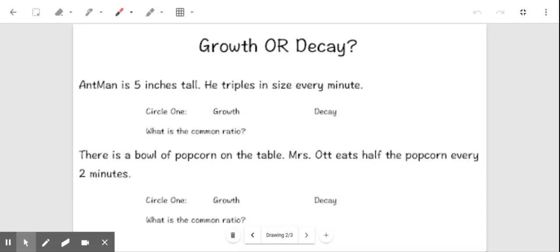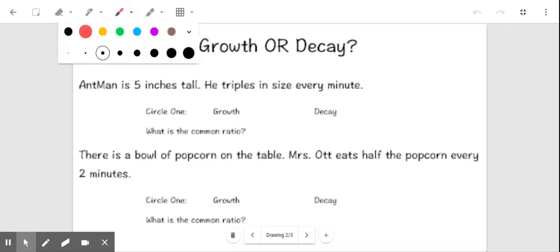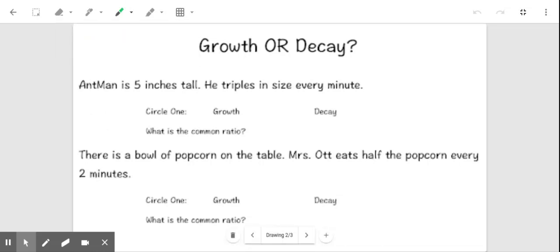So now let's look at growth or decay here. We're going to talk about it in terms of word problems. And so like I mentioned, we have to be able to pull this out from the information given to us.